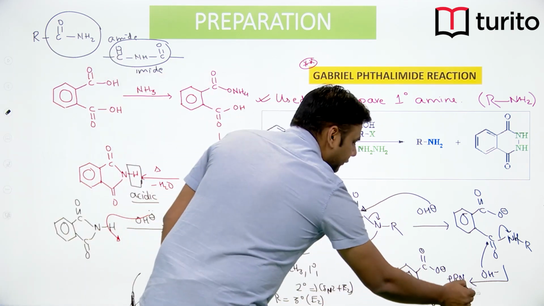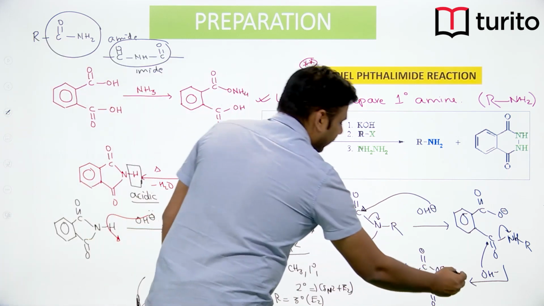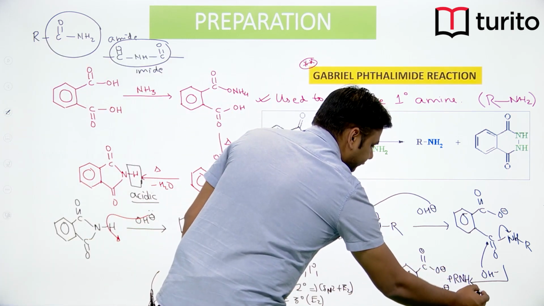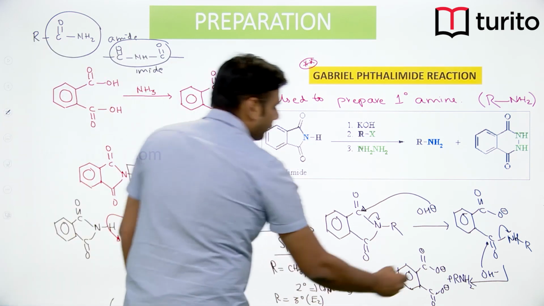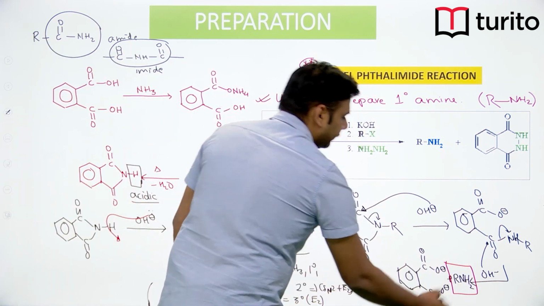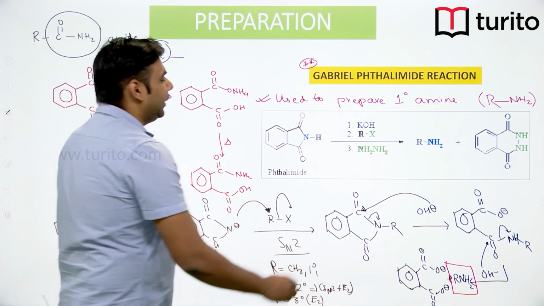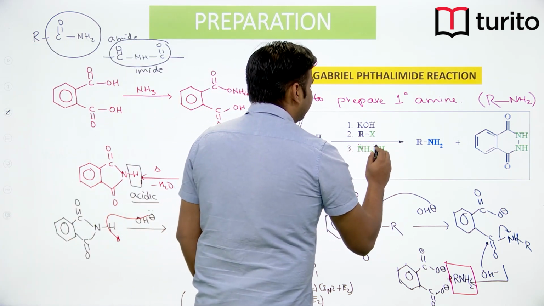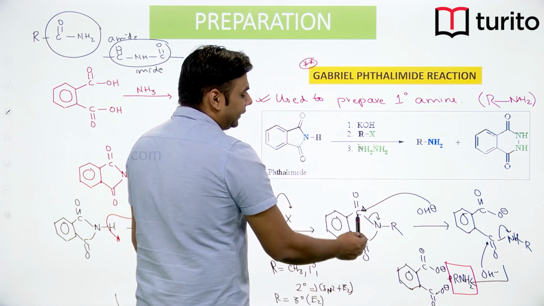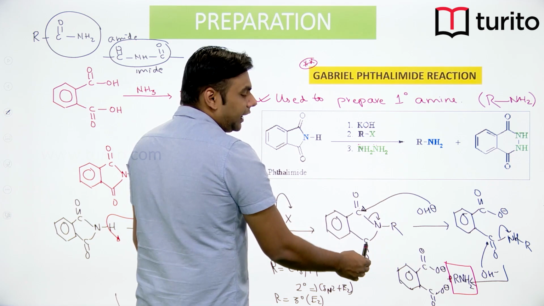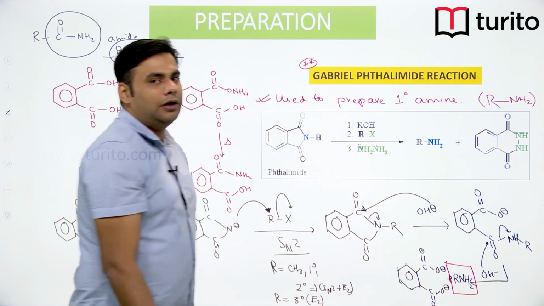Okay, so I hope this is clear to everyone. This is a very important reaction and a very important mechanism. So we are going to form a 1 degree amine. Now this reaction can also be carried out by addition of hydrazine. So what will hydrazine do? One nitrogen will attack at this carbon and the other nitrogen will attack at this carbon, forming a 6-membered cyclic ring and RNH2 would come out.